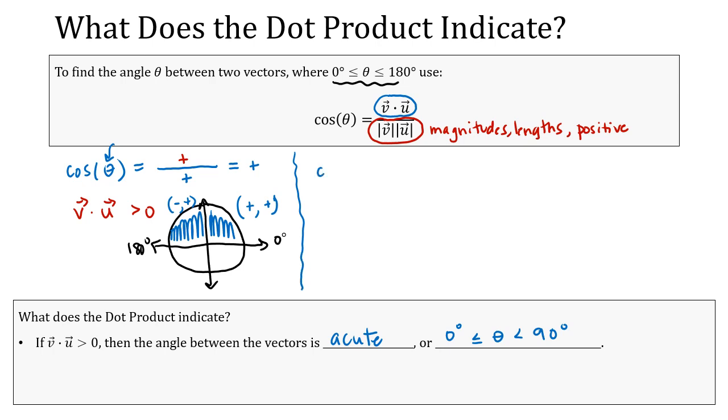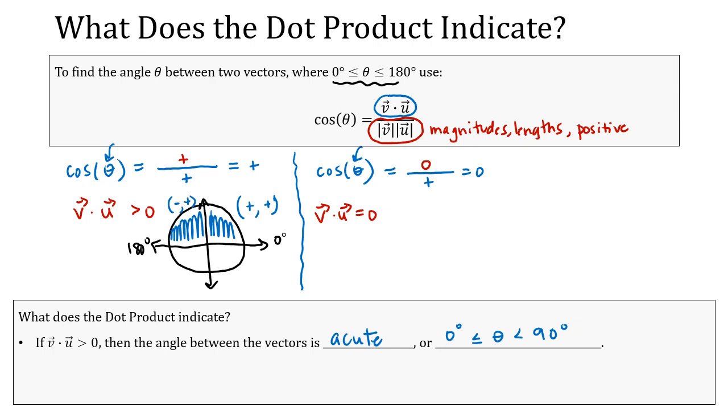What if now, we still have that positive magnitude down in the denominator, but now let's say that the dot product, what if it equals 0? Well, 0 divided by any number is 0, isn't it? So now we're asking the question, what angle would produce a cosine that's equal to 0?